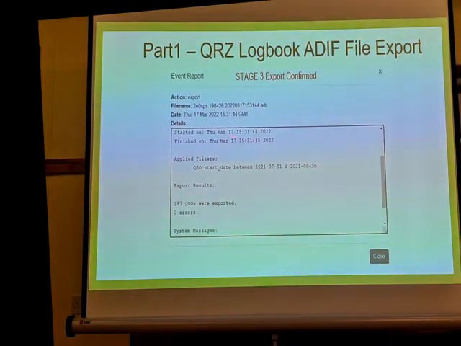So what it's showing here is the date that I actually downloaded that log. This is the filter that was applied, which we showed before. And there were 197 QSOs in that log that I've exported with 0 errors.